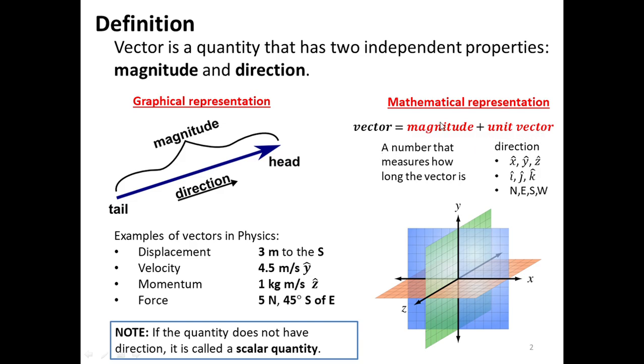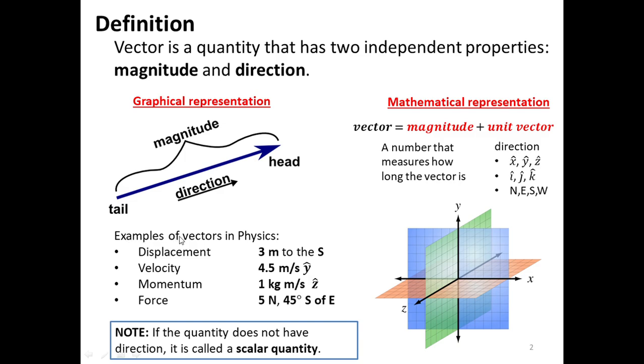So magnitude, again, is the number that measures how long the vector is. And the unit vector in the mathematical representation is the one that represents the vector's direction. The unit vector can be written in terms of the x, y, and z, so it can be positive or negative x, y, and z axis, just like what you see in the Cartesian coordinate. And we can also represent it in terms of i, j, k. i, j, k is just like the x, y, and z, so do not be confused. And we can also represent the direction in terms of NESW, or the north, east, south, and west.